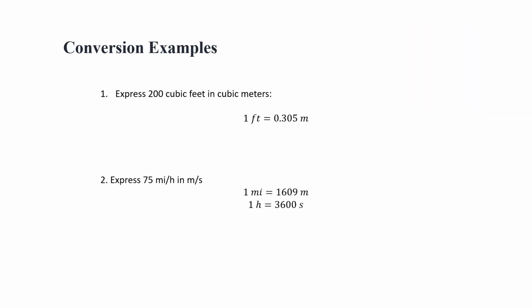So now let us try to review your conversion of units with these conversion examples. We are given here 2 examples for us to practice. First, express 200 cubic feet in cubic meters. So here our target is to convert 200 cubic feet into cubic meters. So what is this quantity equal to? In order to solve this one, we will do a process called chain link conversion.